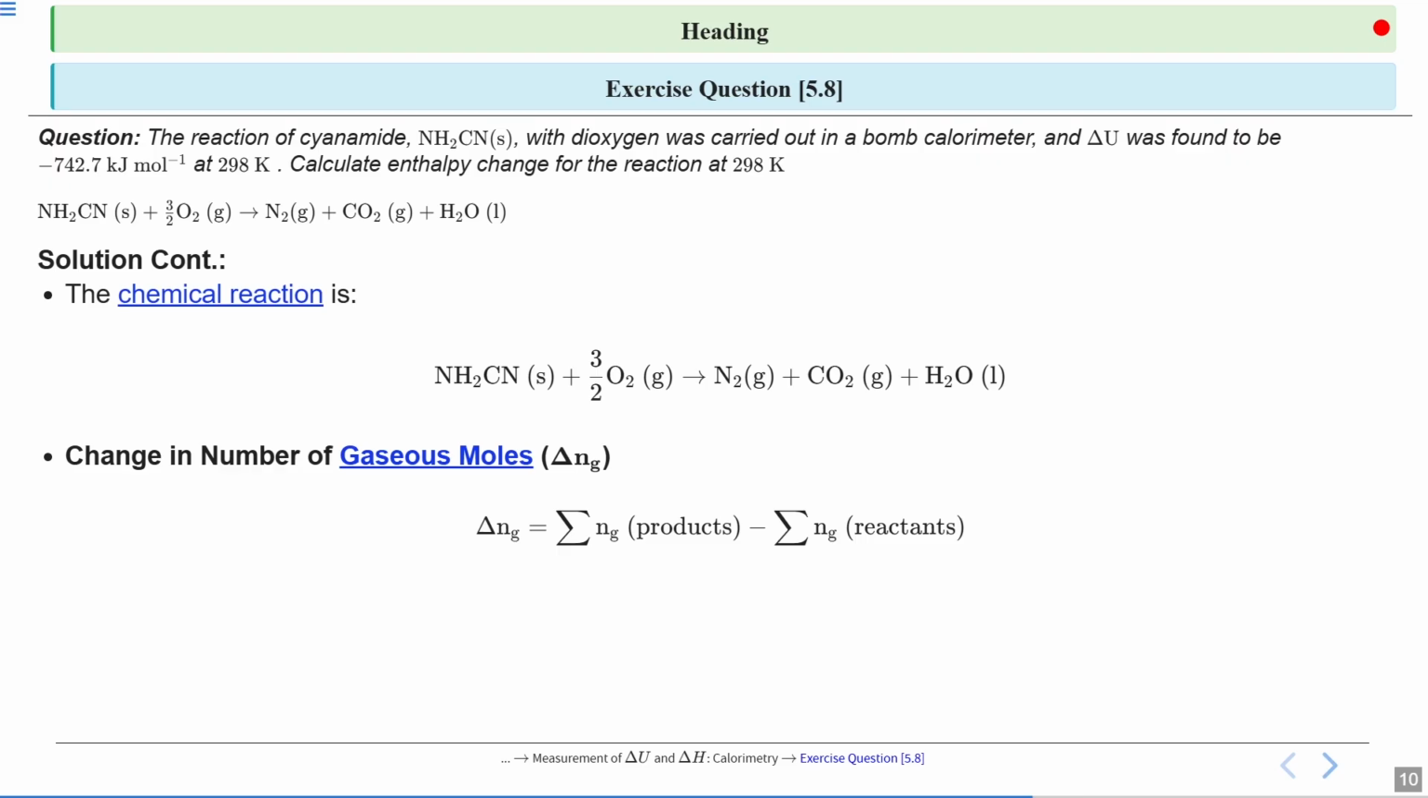Yes, two nitrogens on the left hand side. On the right hand side, we also have a molecule of nitrogen. So, again, two nitrogens on the right hand side. So, nitrogen is balanced. What about hydrogen? From the cyanamide, we have two hydrogens, and from the water, we have two hydrogens. So, hydrogen is also balanced.